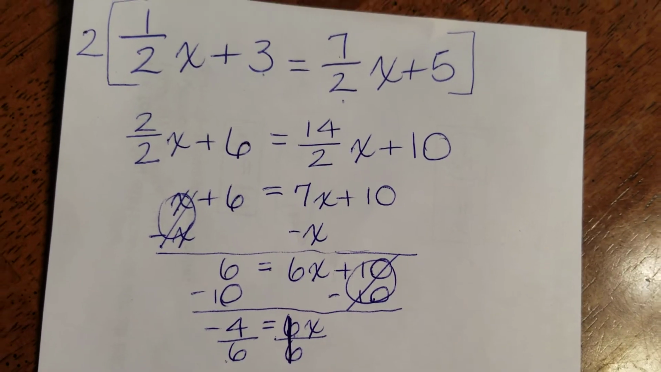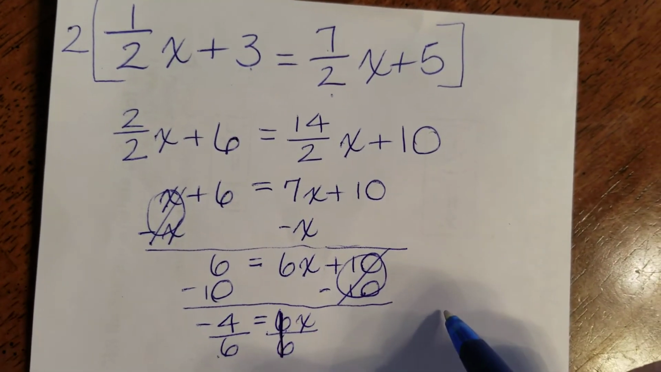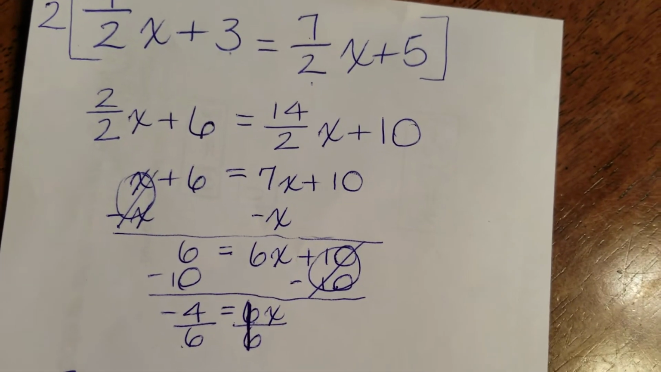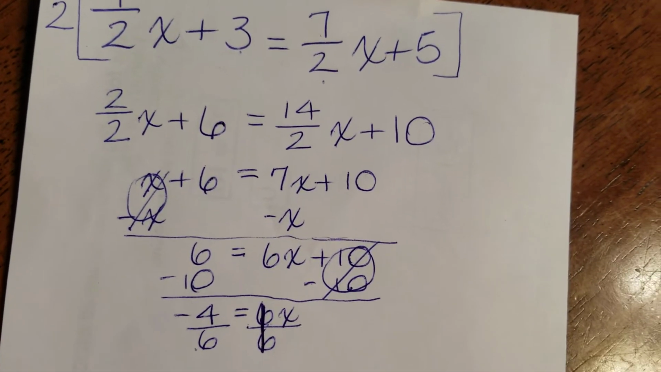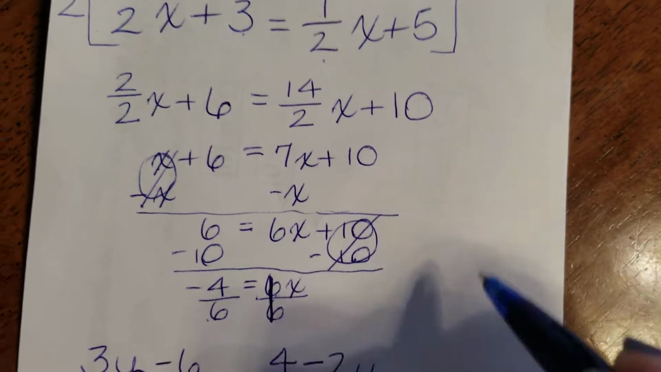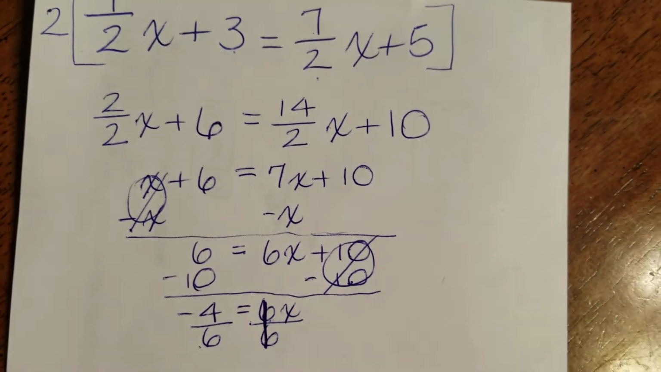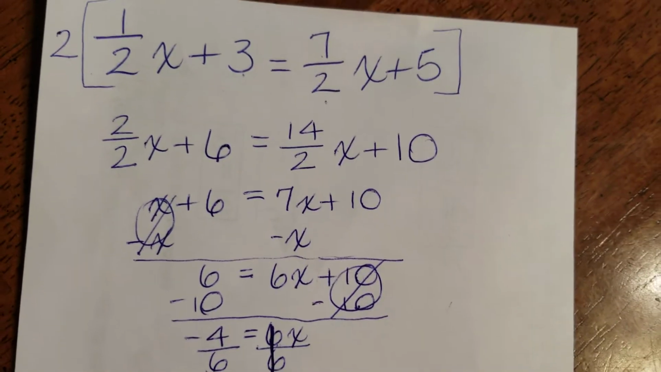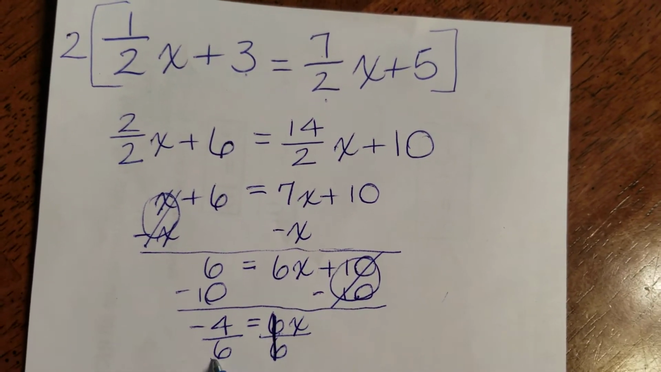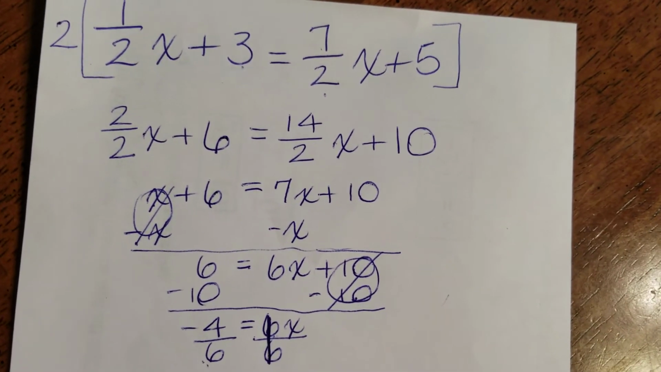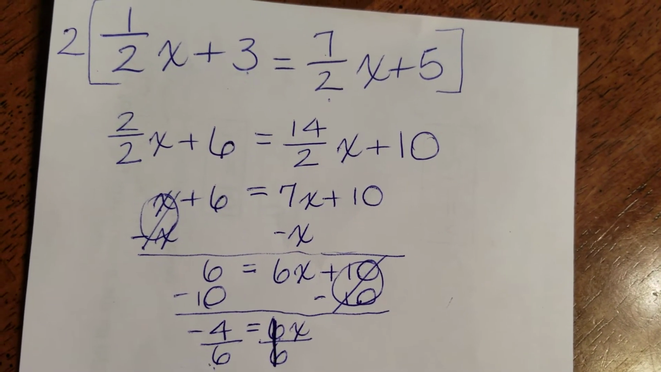So we're done. Remember, we're leaving our solutions as a fraction, not turning them into a decimal unless that's the form that they are in the problem. So in this case, x equals -4/6. And again, we could go back and substitute -4/6 into the equation and solve to make sure that our solution is correct.